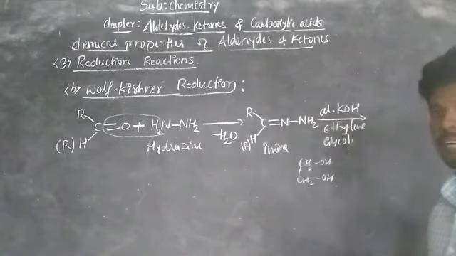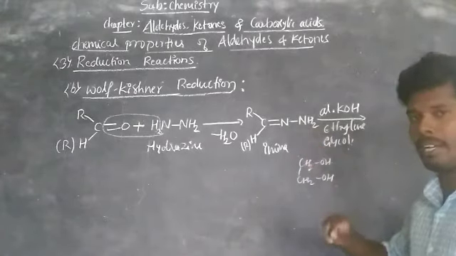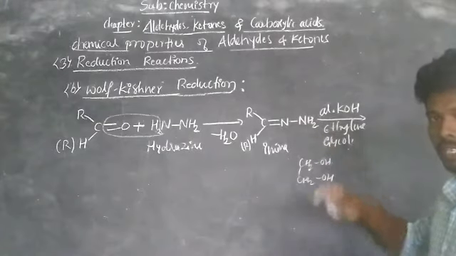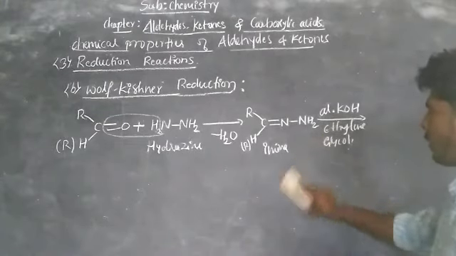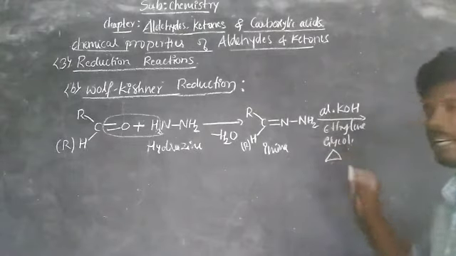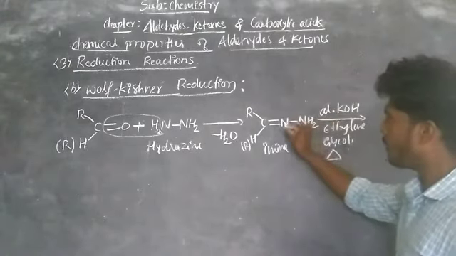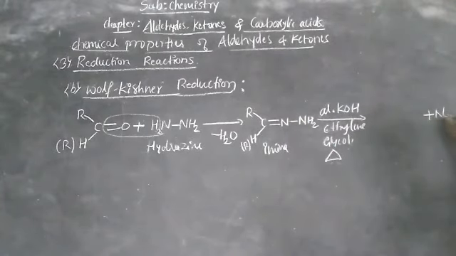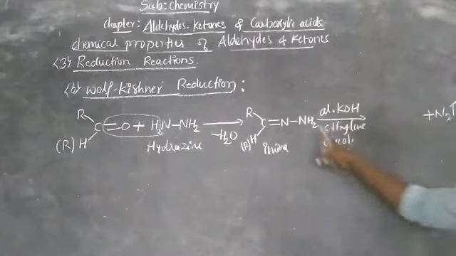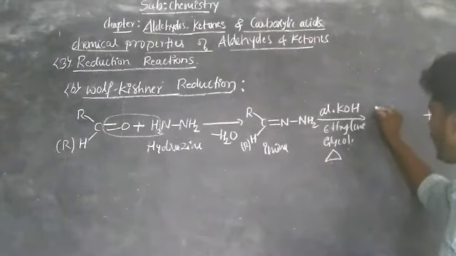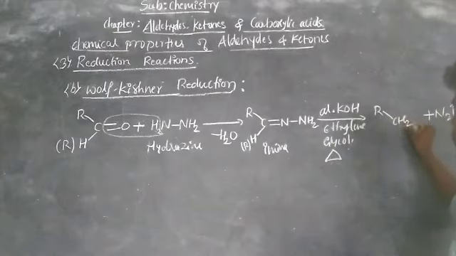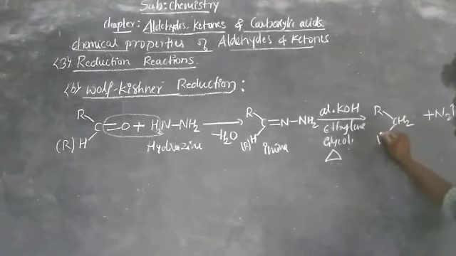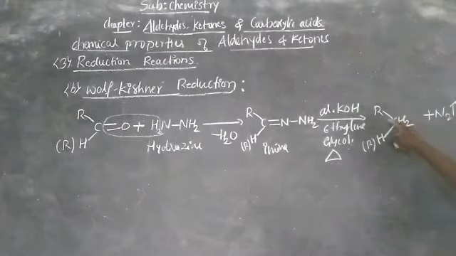Here we are using it as a solvent. It doesn't react with this amine because both are electron rich reactants. So this is called ethylene glycol, which is on heating, delta means heating. This nitrogen becomes N2 gas, nitrogen and nitrogen becomes N2 gas, then 2 hydrogens are added to this carbon, you get R-CH2-R plus N2 gas.